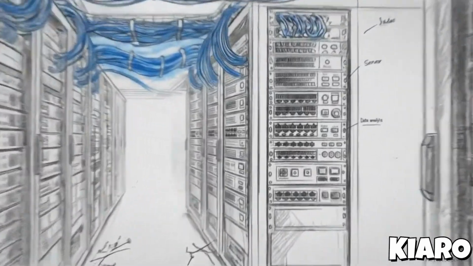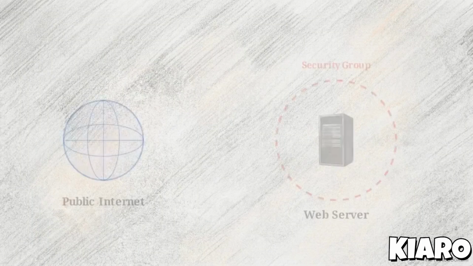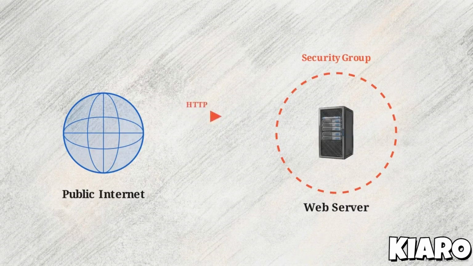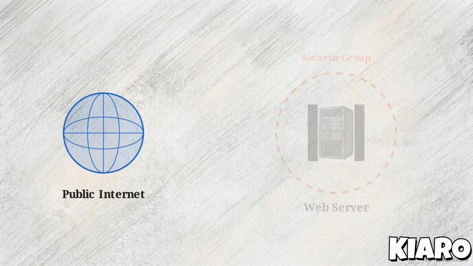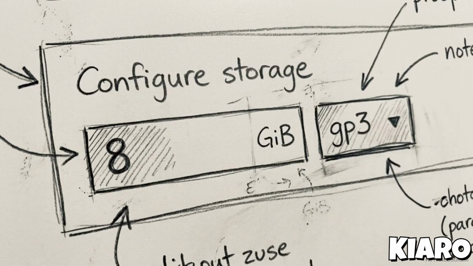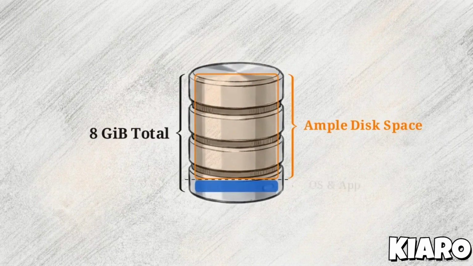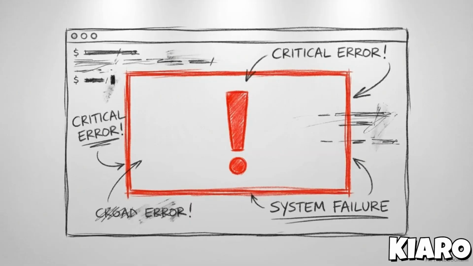Here, we must define exactly how the outside world is allowed to communicate with our specific server. This is a critical failure point. If we do not explicitly permit HTTP traffic, our web server will remain completely invisible to the internet. To fix this, look at the network panel and check the box labeled Allow HTTP traffic from the internet. Scroll down to the storage settings and leave the default configuration exactly as it is: 8 GB using a GP3 elastic block store volume. This default 8 GB allocation gives us ample disk space for running a basic web serving application.